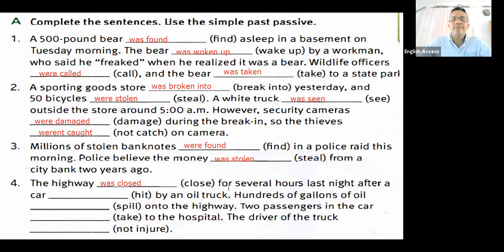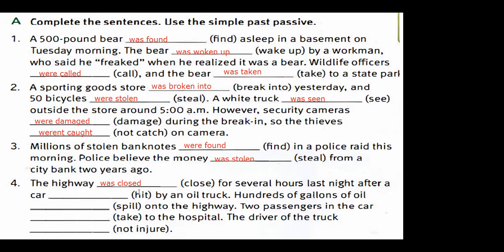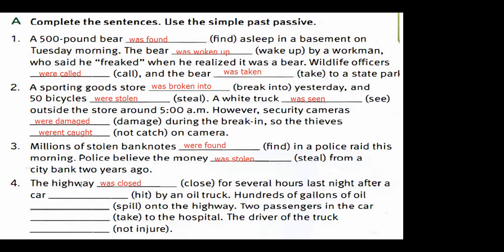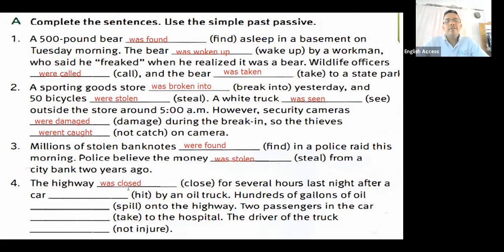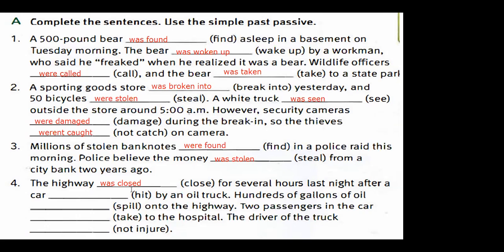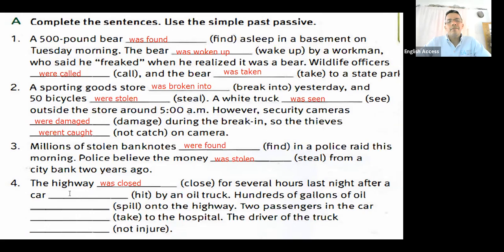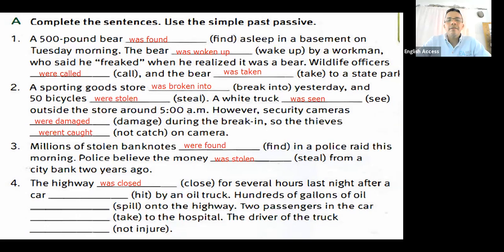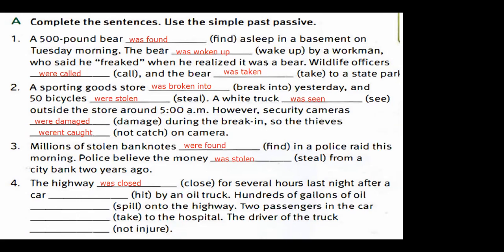Continue reading the sentence. For several hours last night after a car. Yes, stop there. One more time. The highway was closed. No closet. Repeat it, please, the pronunciation. One more time, okay? The highway was closed. Okay, closed. Yes, the highway was closed for several hours last night after a car.